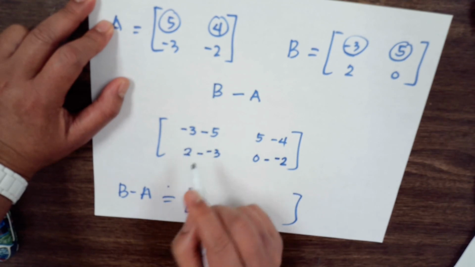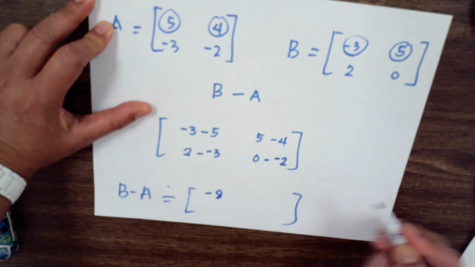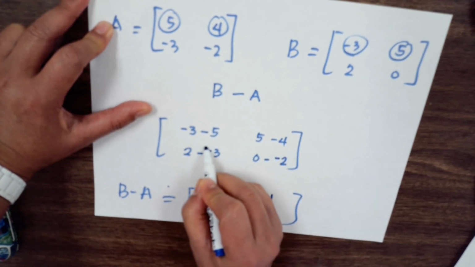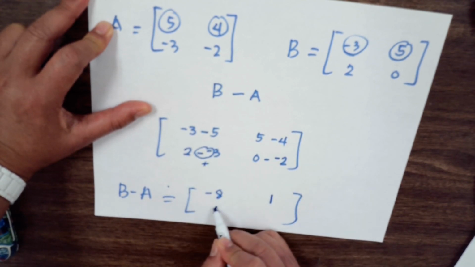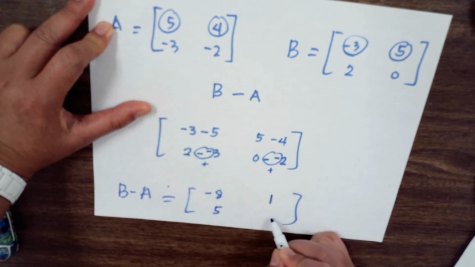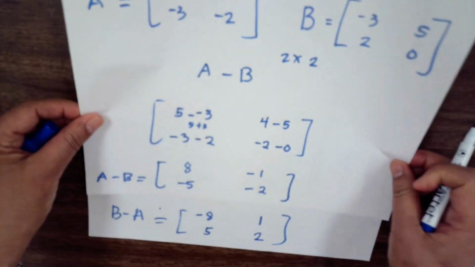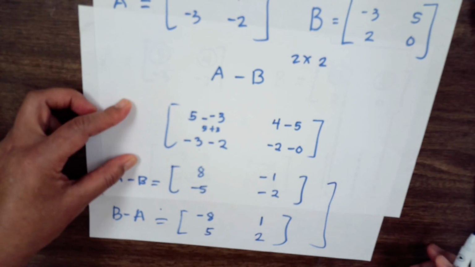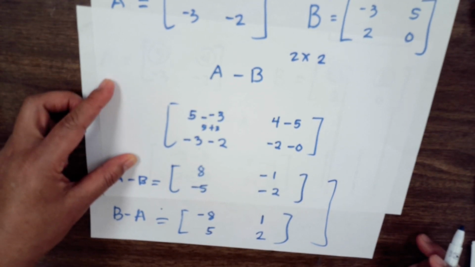I told you, if you have same signs, you simply add them and copy the sign. That's negative 8. And then you have 5 minus 4 is 1. And then if you have two negatives, becomes positive. So 2 plus 3 is 5. And then again, 2 negatives becomes positive. And that's 0 plus 2 is 2. And as you can see, A minus B is different from B minus A because subtraction is not commutative. And that's it.